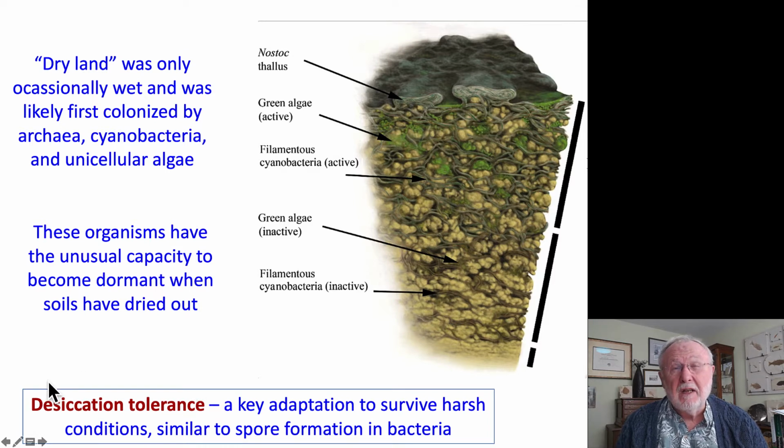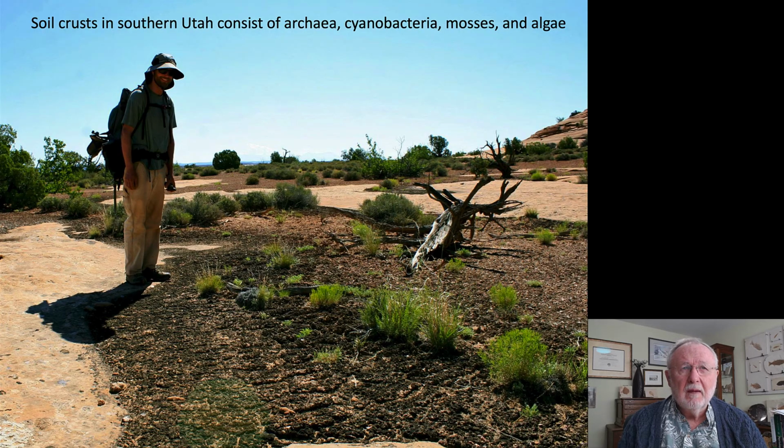It turns out today, desiccation tolerance is only found in the ancestral species. We don't find desiccation tolerance in the more derived plant species. An example of some of this early invasion would have been the Archaea, cyanobacteria, algae, and mosses that we find in our own desert crusts here in southern Utah.